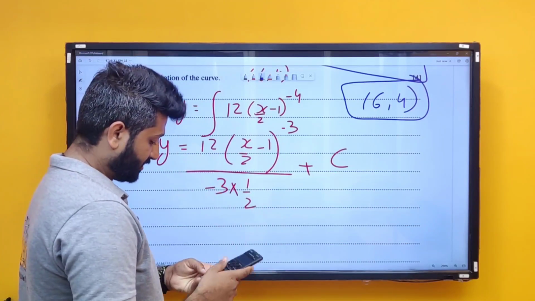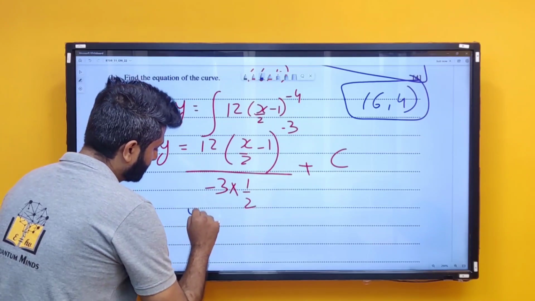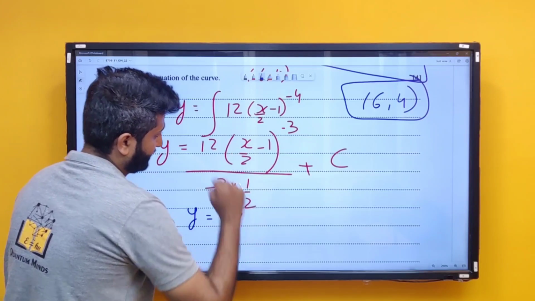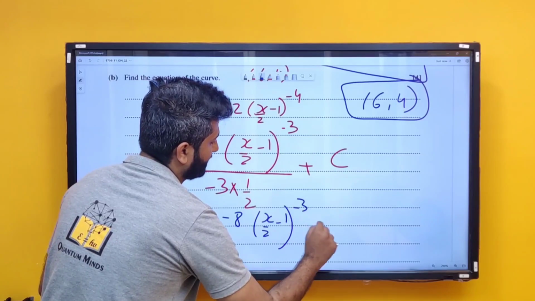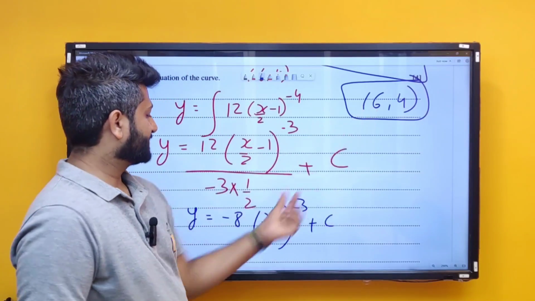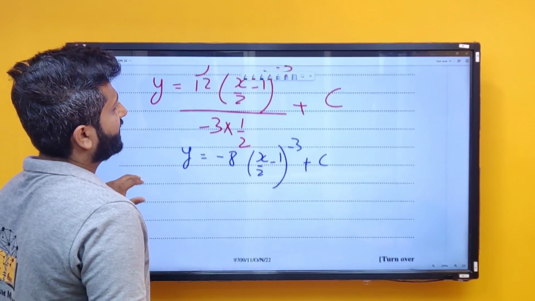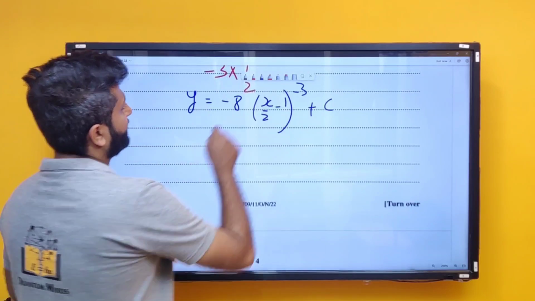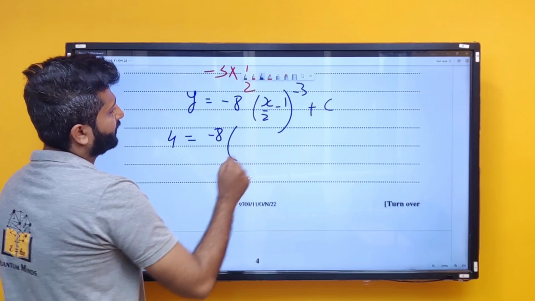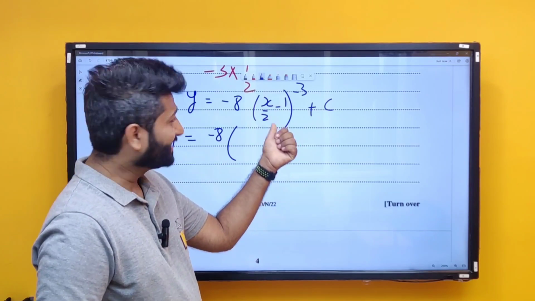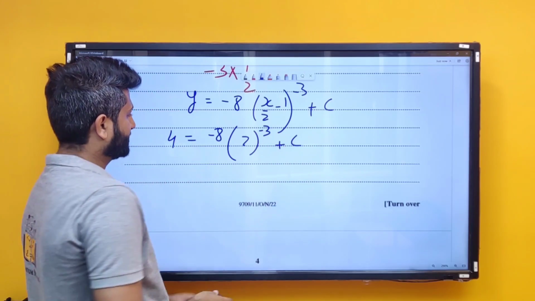So this is 12 divided by 1.5. This is 8. So the equation is y equals minus 8 (x by 2 minus 1) power minus 3 plus c. So x is 6 and y is 4. So let me substitute these values. If I substitute x as 6 and y as 4, I have 4 equals minus 8 upon 6 by 2, which is 3, 3 minus 1 is 2, 2 power minus 3, plus c.